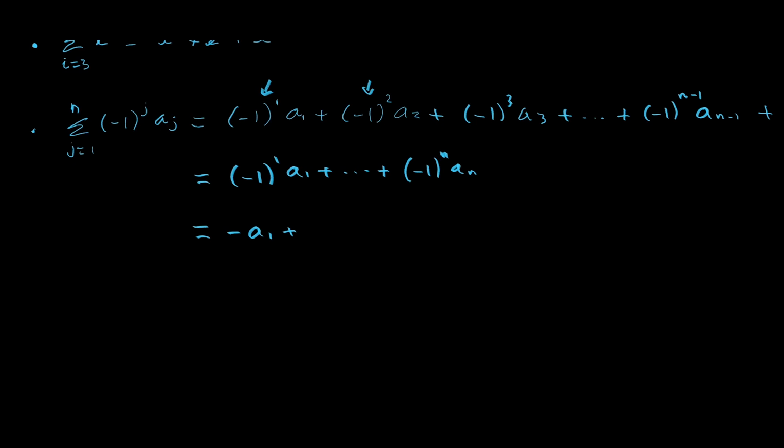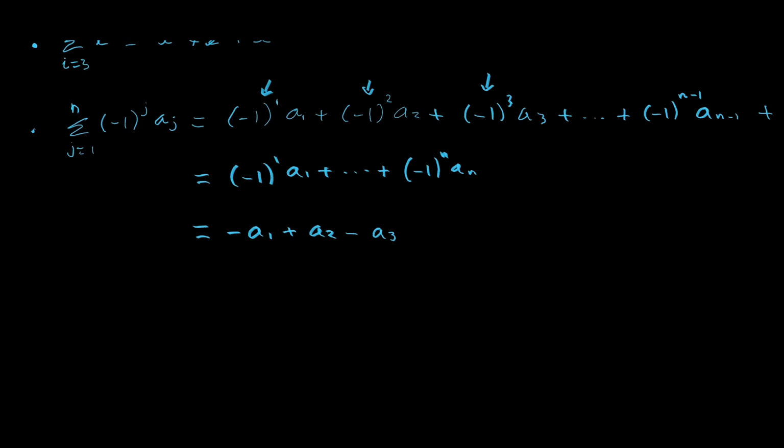Just -1 times -1 would just be 1. So you'd just be left with 1 times a sub 2. So you just write plus a sub 2. But then when you get to the third term, the same thing happens as with the first term, because you can have a negative times a negative times a negative again. So the product of 3 negatives is going to be negative. So you're just going to have -a3. So you would write minus a3.